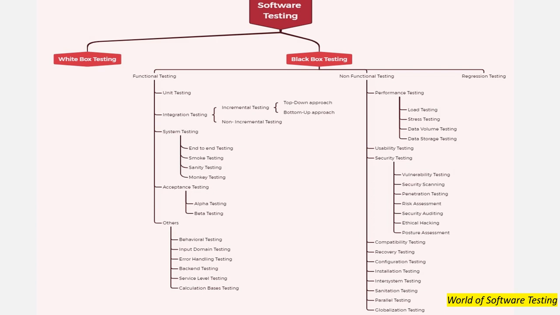Then there is security testing. In security testing, there are different types of testing, like vulnerability testing, security scanning, penetration testing, risk assessment, security auditing, ethical hacking, posture assessment. Applications such as banking applications need to have more security. For such applications we need to perform security testing. Then there are some other testing types as well: the compatibility testing, recovery testing, configuration testing, installation testing, inter-system testing, sanitation testing, parallel testing, and the globalization testing. We are going to cover each and every type of testing in our subsequent lectures.